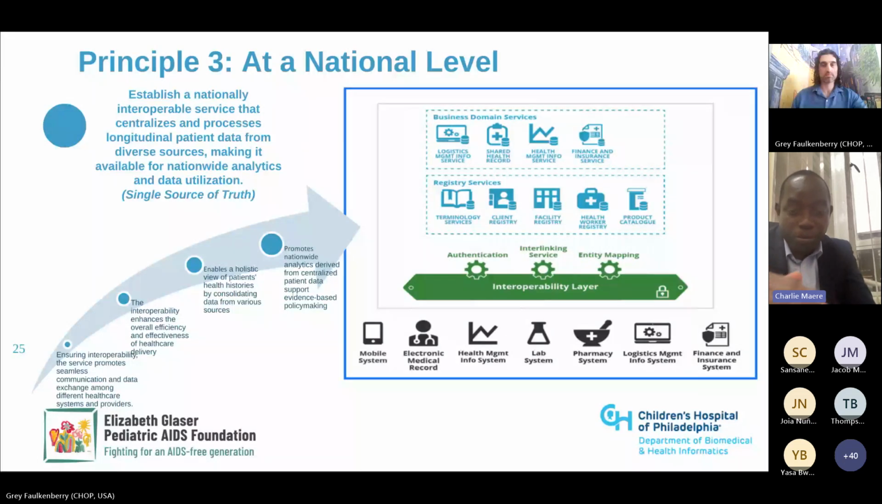And then at every point, there are different skill sets which we train the different individuals in, from governance to high level technical knowledge. Next slide.